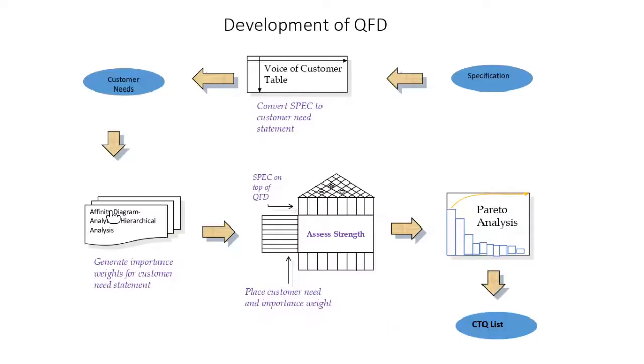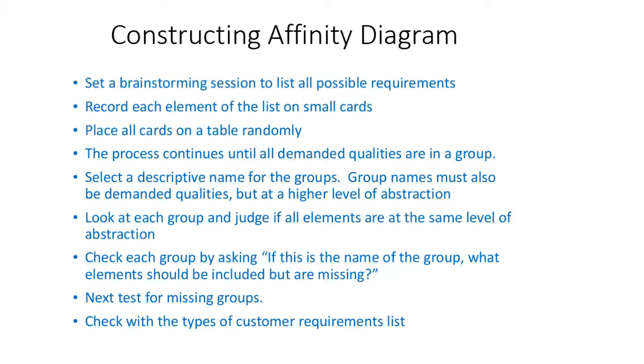The affinity diagram is one of the tools that help you to categorize and sort the customer needs, because when you hear the customers they may have different requirements, especially when you come to a complex system or complex product. So when you construct the affinity diagram, you need to have a brainstorm session or sometimes you use a survey or questionnaire to collect the customer requirements, to list all the possible requirements.